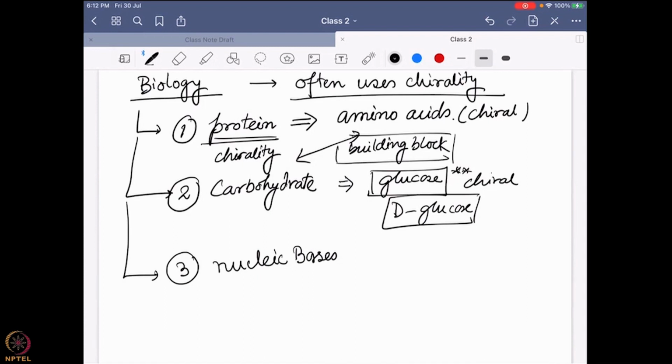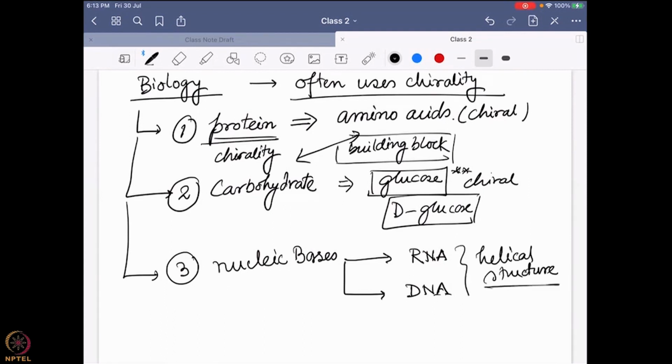And as we know, the nucleic bases, depending on what is actually there, you can differentiate them as RNAs or DNAs, depending on which kind of ribose you're using, deoxyribose or natural ribose. So depending on that, you can have RNA or DNA molecule, and all of them, either DNA or RNA, can form a helical structure. And those helical structures can be optically active or chiral.